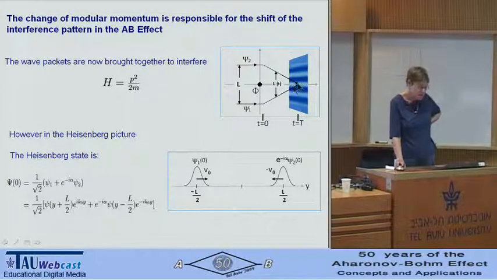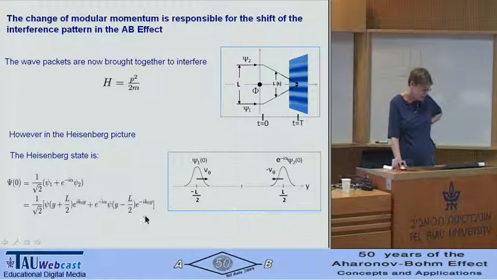Capital T is the time when the two wave packets meet. This picture, the interference pattern, is also thanks to Professor Fukuyama. And L of T is their instantaneous separation. I will now switch to the Heisenberg picture, and in particular I'll consider the motion in the y direction only.